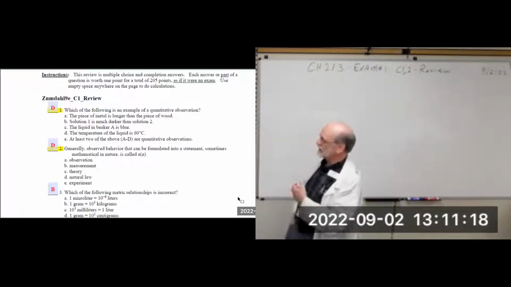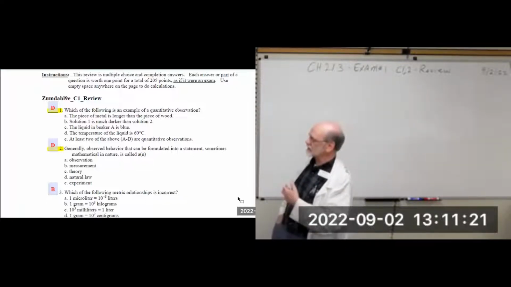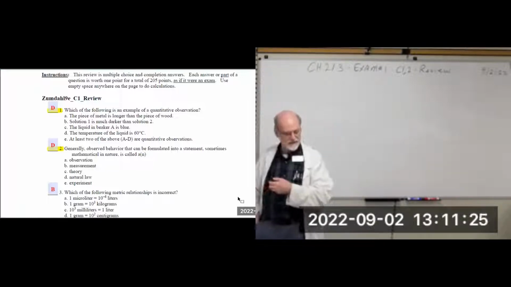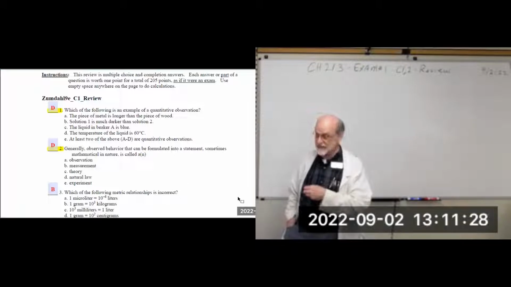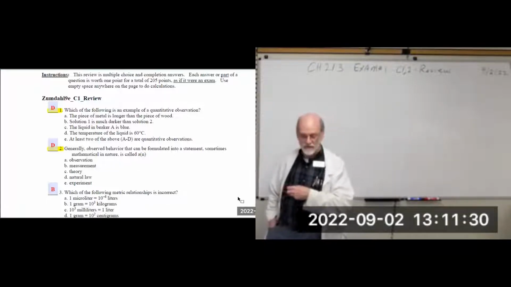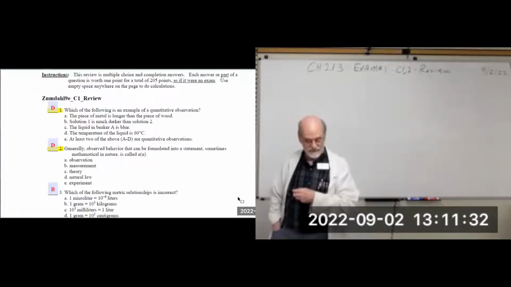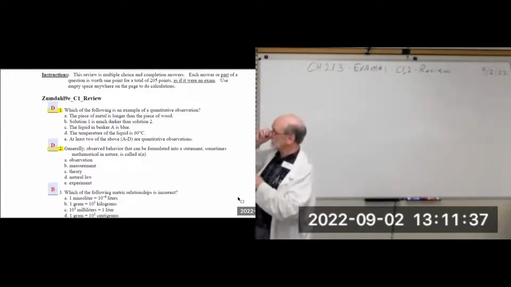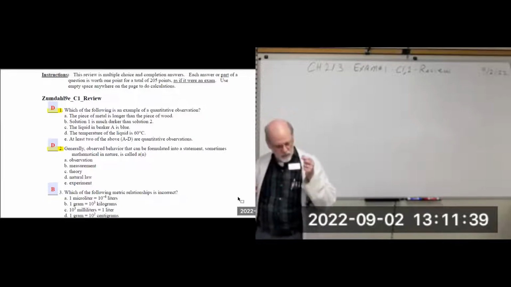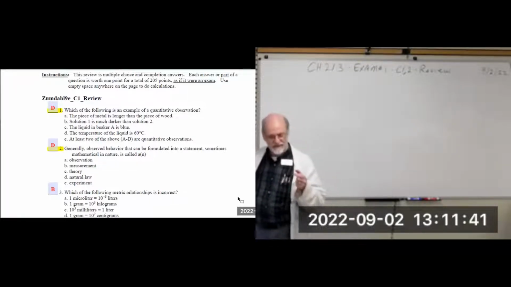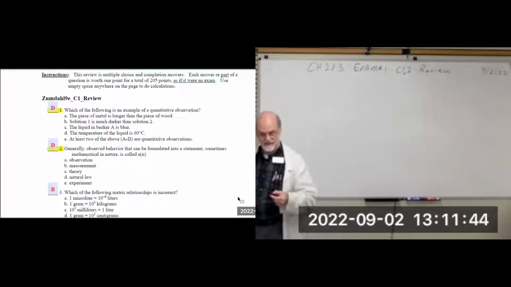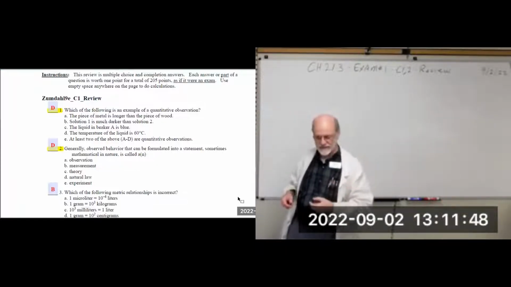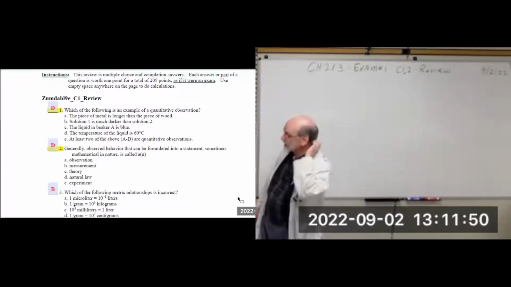Generally, observed behavior that can be formulated into a statement, sometimes mathematical in nature, is called what? Does it say anything about why? No, so it has to be a law. So if that statement were changed to observe why, or it mentions the word model, then you're talking theory. Okay, just to illustrate my previous statement. That's a natural law.